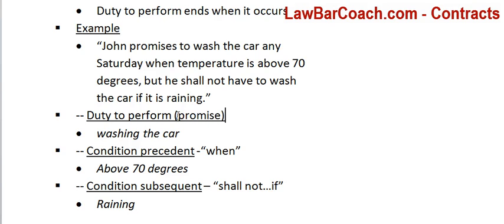Washing a car. The condition precedent, what's the language here? When. He promises to wash the car any Saturday when the temperature is above 70 degrees. If it's 69 degrees, there's no car washing. Once it's 71 and above, so above 70, then this duty matures. He now has to wash the car. But he shall not have to wash the car if it is raining. Here's the condition subsequent, raining. Let's say it hits 71 degrees, he starts to wash the car, and then it begins raining. It extinguishes the duty to wash the car.